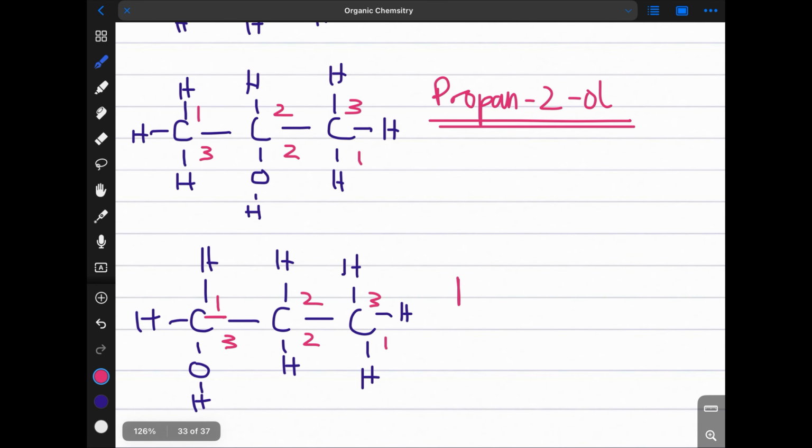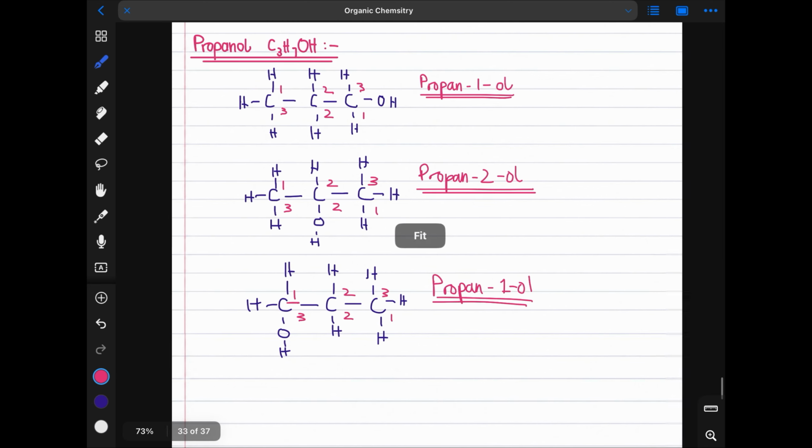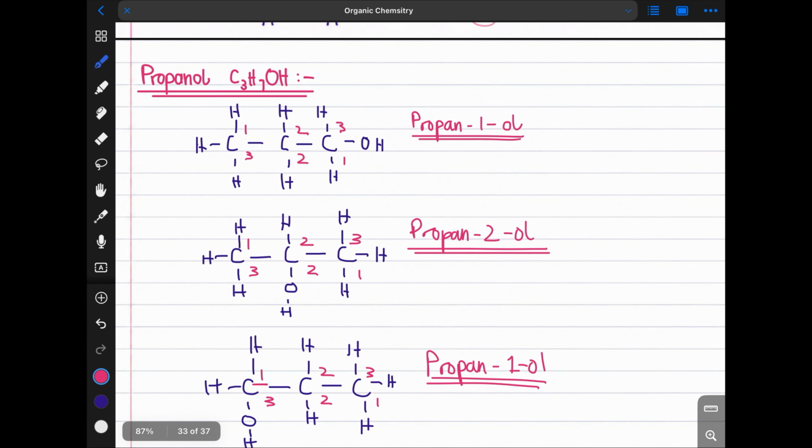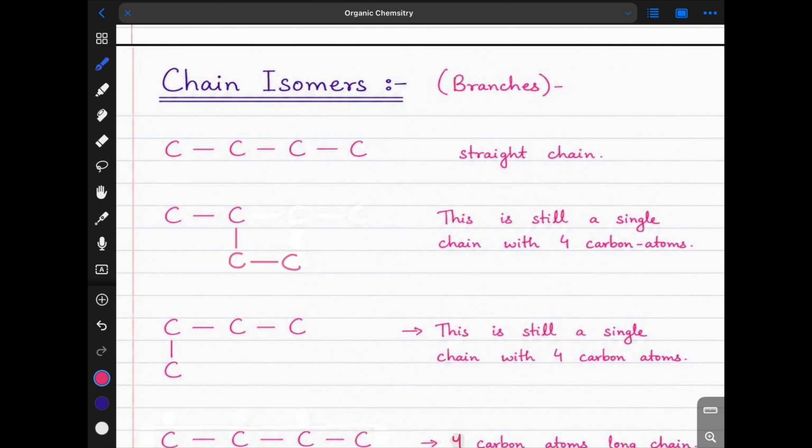So it's going to become propan-1-ol. Now you're going to notice something, that both of these are getting the same name, which means that both of these are representing the same compound, and therefore they cannot be considered different isomers. So we only have 2 isomers for propanol, which is propan-1-ol and propan-2-ol, and this cannot be considered an isomer.